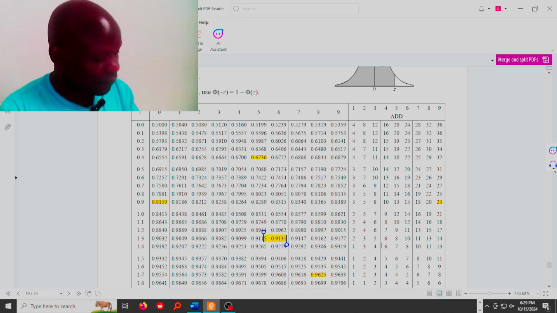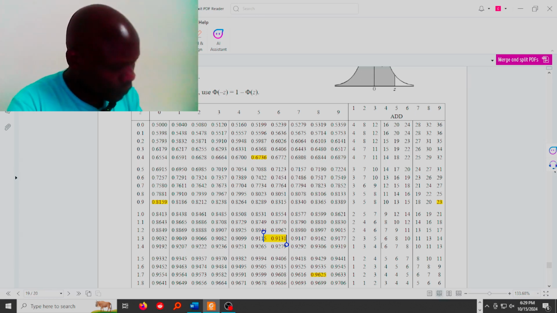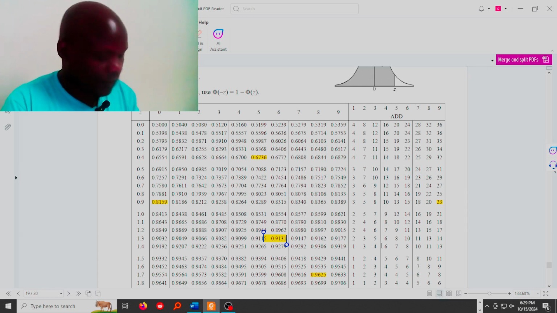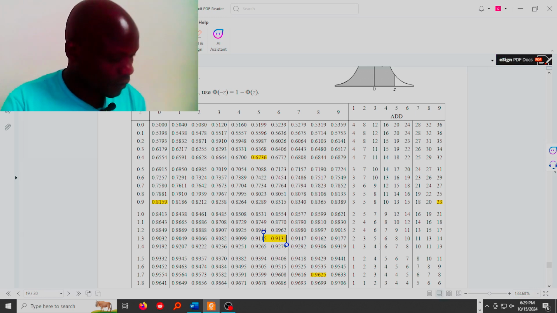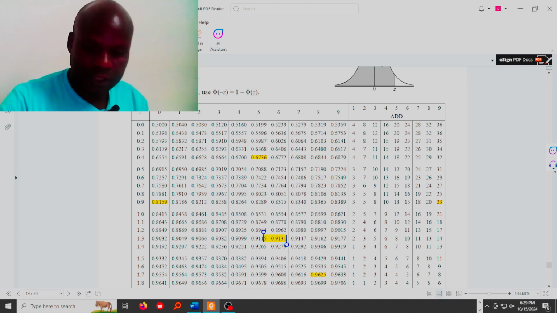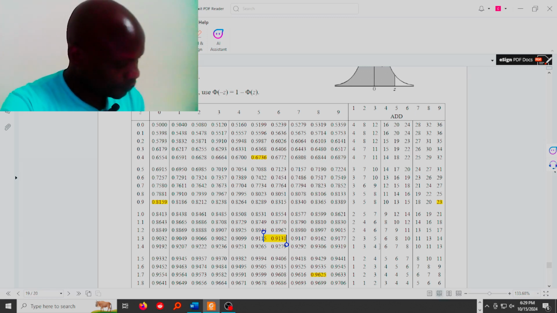Now that slight variation comes about as a result of rounding off. It's advisable to round off at the tail end when you have the answer, not when you are still in the process of your workings. That will lead to propagation of errors, and it's not advisable. In some cases, it leads to penalty. Examiners will penalize you for rounding off before you get to the answer.